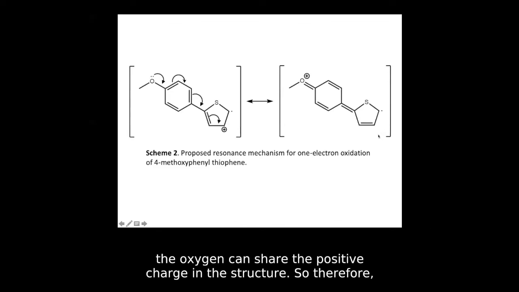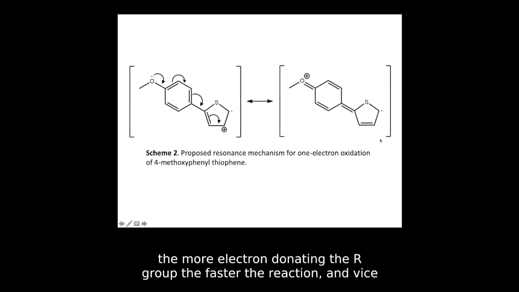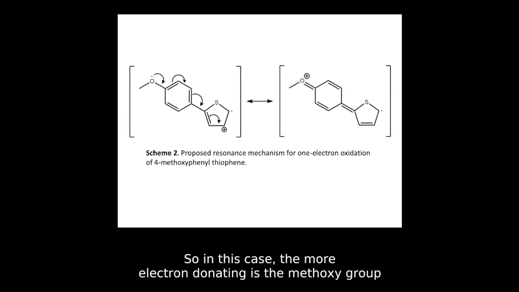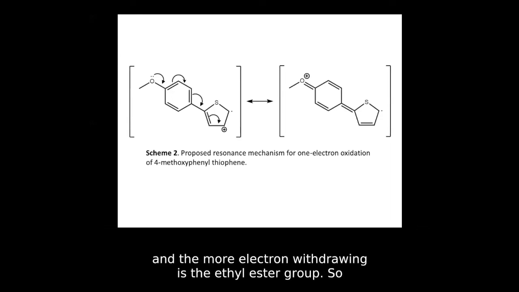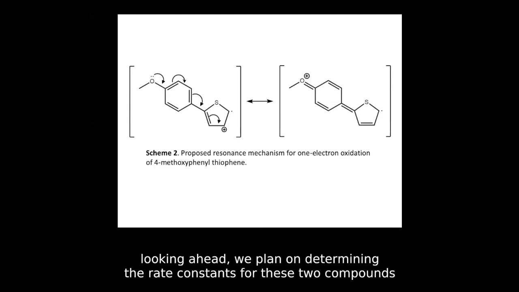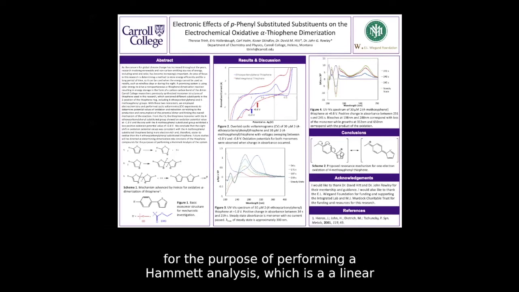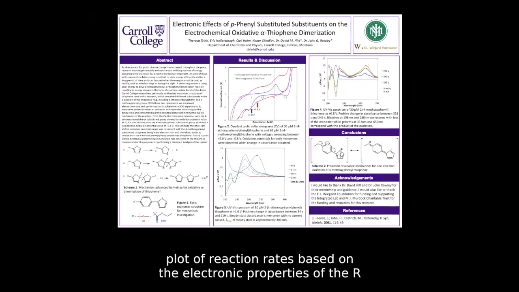And so therefore, the more electron donating the R group, the faster the reaction, and vice versa, the more electron withdrawing the R group, the slower the reaction. So in this case, the more electron donating is the methoxy group, and the more electron withdrawing is the ethyl ester group. And so looking ahead, we plan on determining the rate constants for these two compounds for the purpose of performing a Hammett analysis, which is a linear plot of reaction rates based on the electronic properties of the R group.